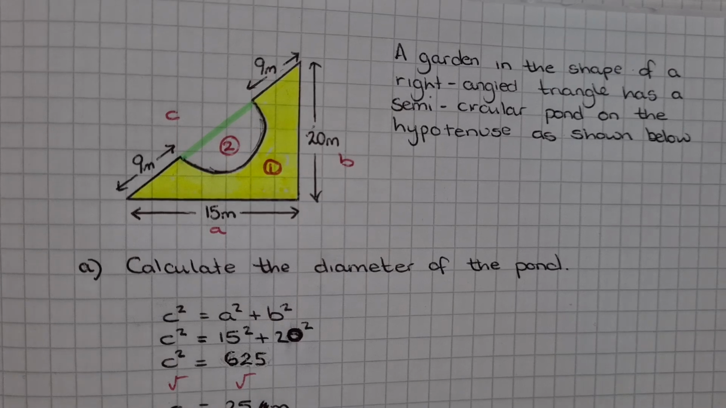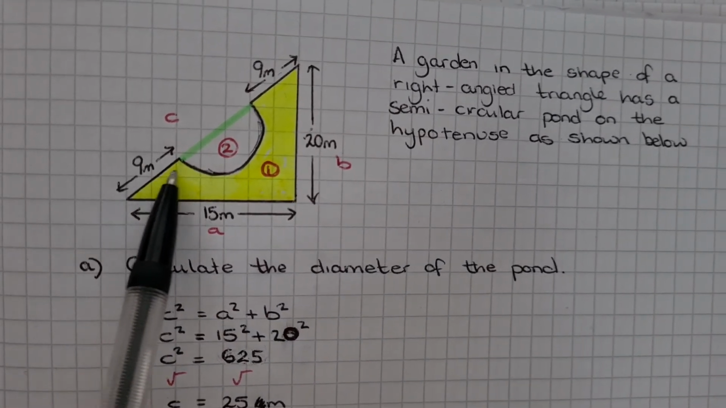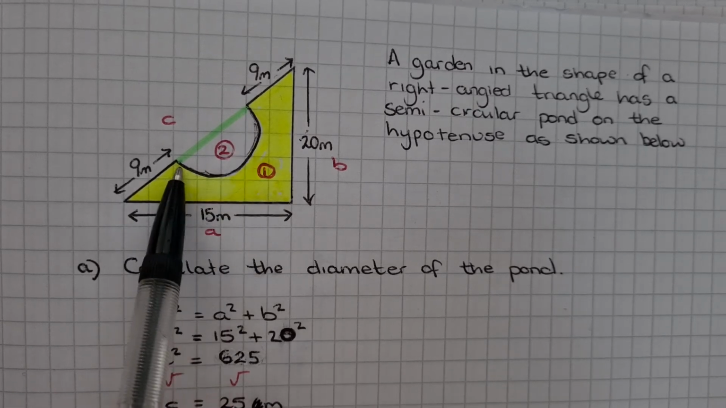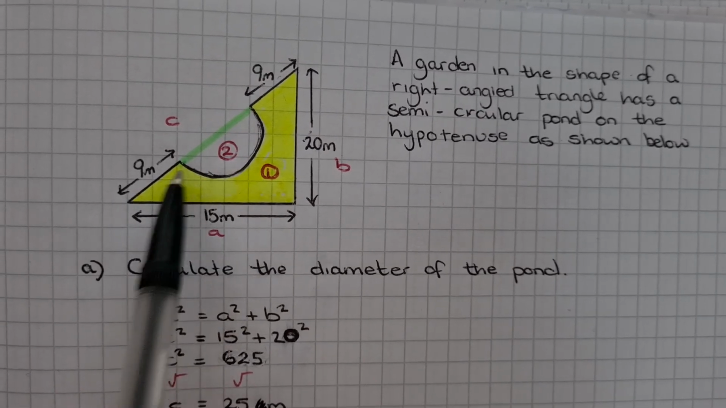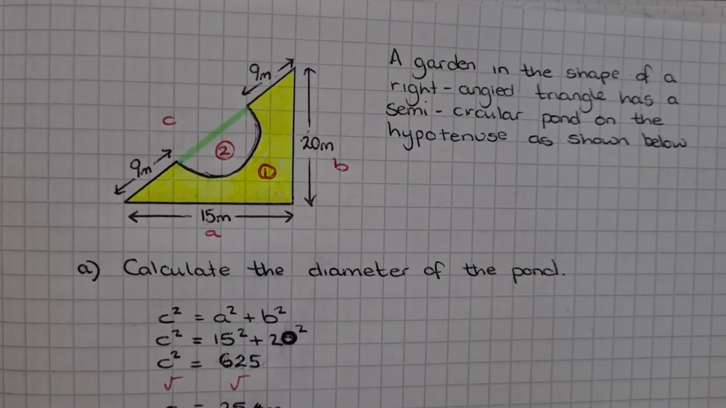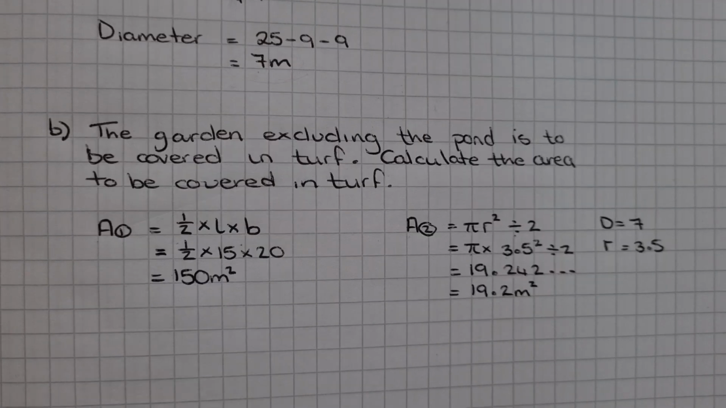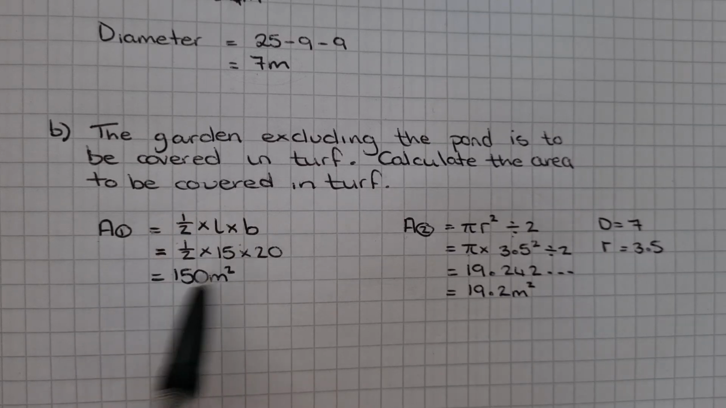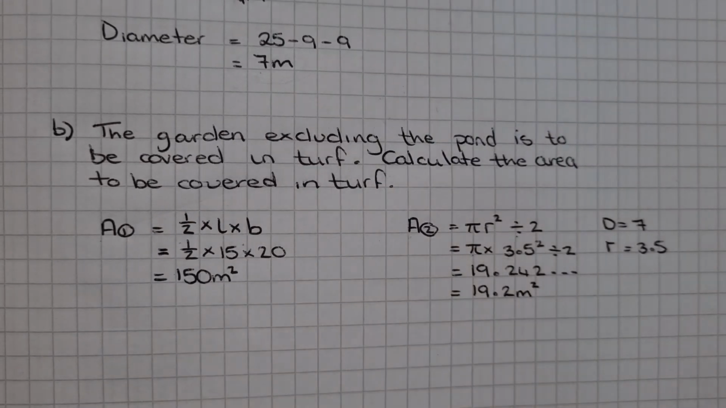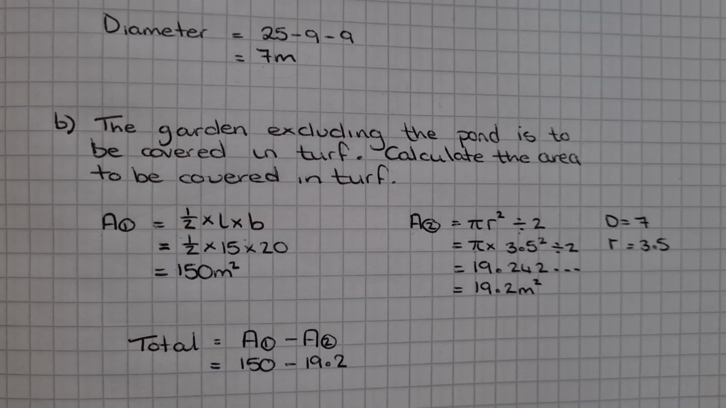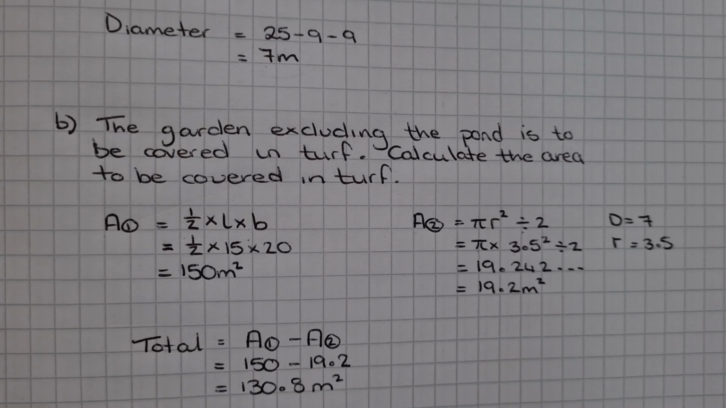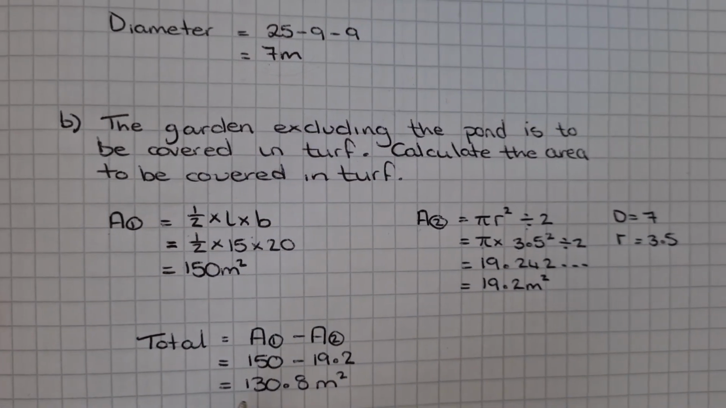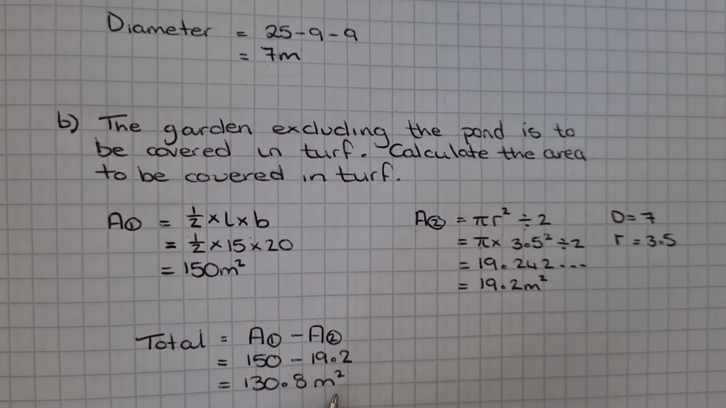Now, looking at the diagram, we're trying to calculate the yellow section. The yellow section has the pond cut out of it, so that means instead of adding the two areas, we're going to need to subtract them from each other. So we're going to do the triangular area take away the semicircle. So 150 take away 19.2, which is 130.8 metres squared. So that is the total area that needs covered in turf.